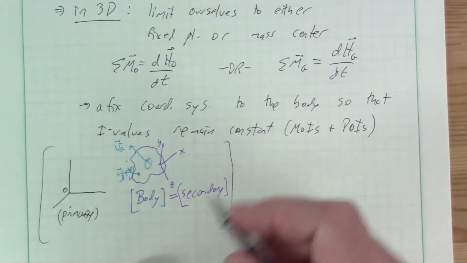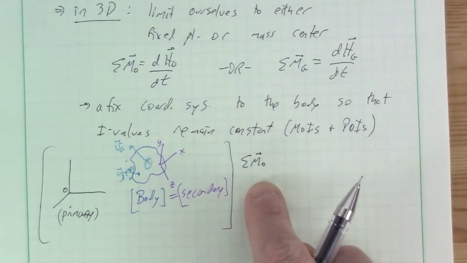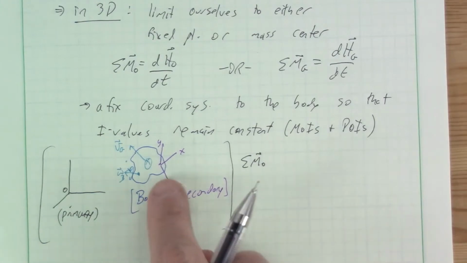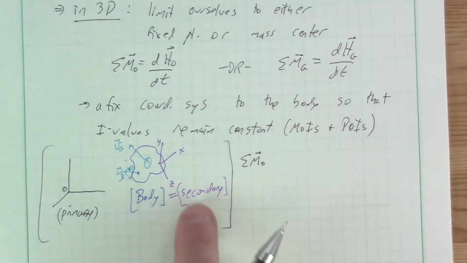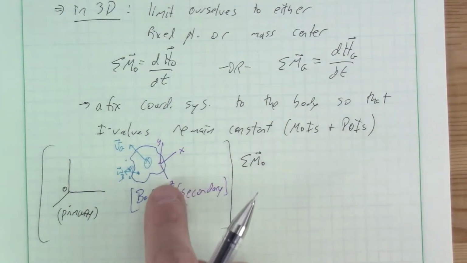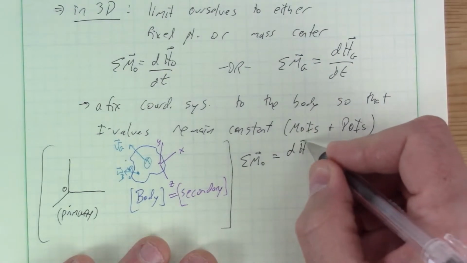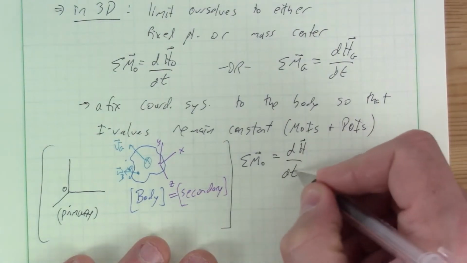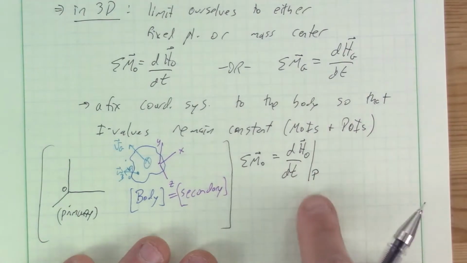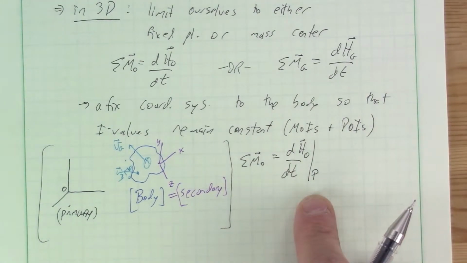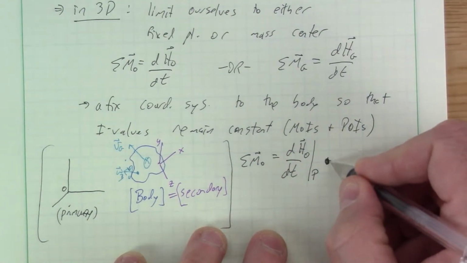Once we do this, the sum of the moments about O, expressed in terms of x, y, and z, which is the secondary reference frame, our reference frame of choice, equals the rate of change of the angular momentum about point O, written in terms of the primary reference frame, but we want to rewrite this in terms of the body. So then, not plus, but equals.